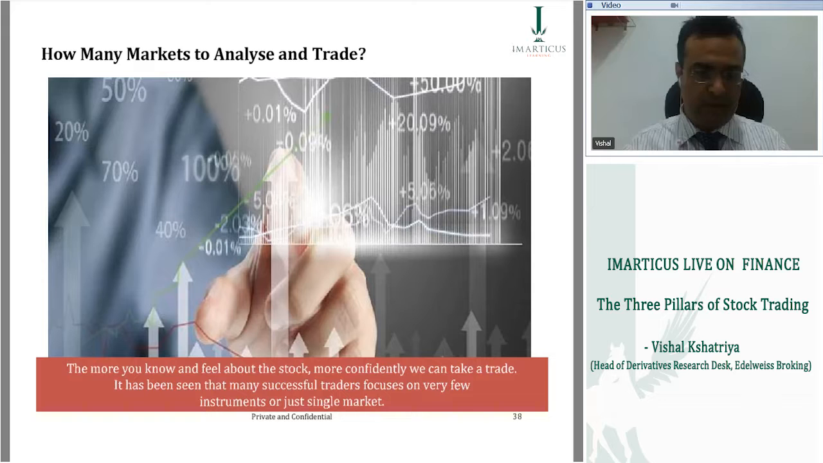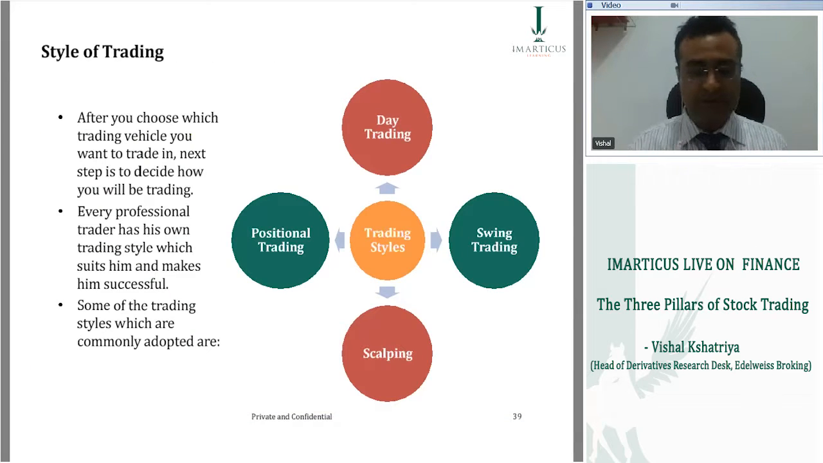So another point which I want to make is the style of trading. The style of trading refers to day trading, positional trading, swing trading, and scalping. What is day trading? Simple. A trader who buys and sells on the same day. A positional trader is a trader who buys, holds for some days and then exits. A swing trader is a very short-term trader, and scalping is ultra short-term trading. He just buys and in a fraction of a second he sells.